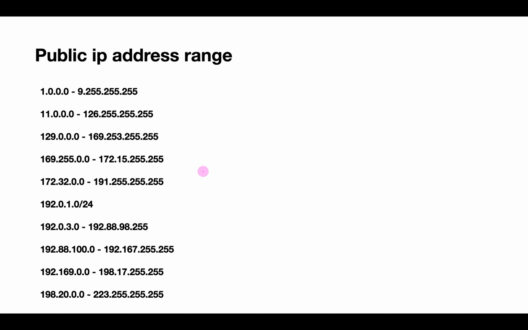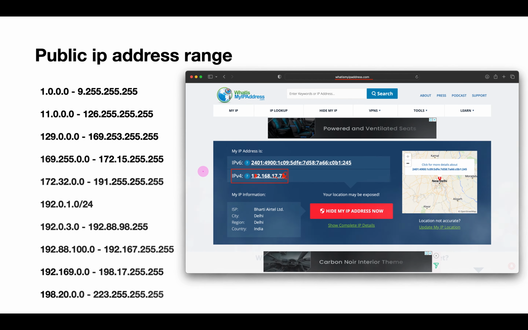How do you check your public IP address? You can simply go to your browser and type whatismyipaddress.com, which will give you your public IP address. So you'll come to know you have two IP addresses: one is public, one is private. So that's all for this chapter. Next chapter we'll talk about subnetting, and thanks for watching.